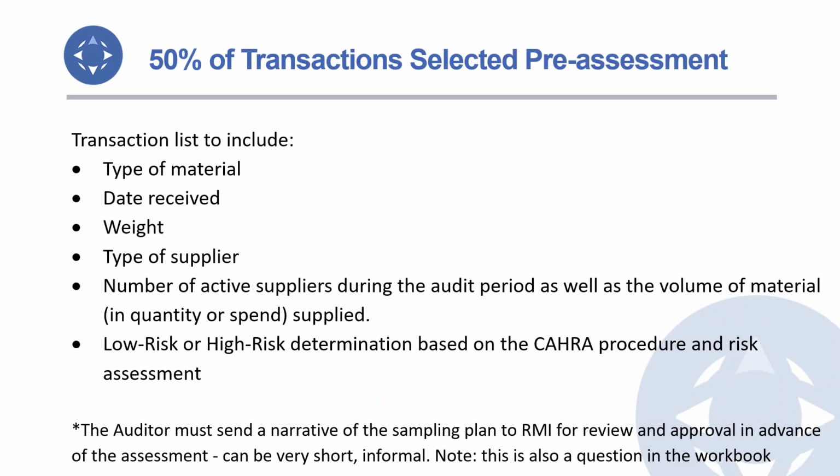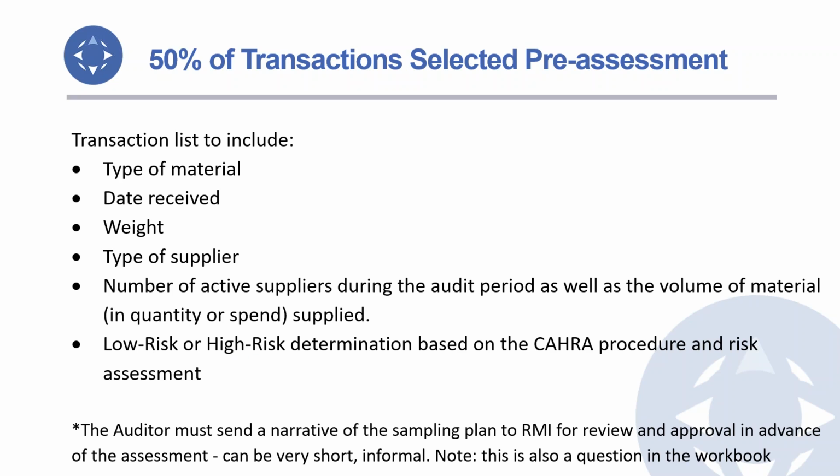So first and foremost, we wanted to dive a little bit deeper into the sampling and the transaction selections. So hopefully everybody is clear that auditors shall select 50% of the transactions that occurred within the audit period using the sampling guidance in the procedure, and to provide the list of selected transactions to the company at least 5 business days before the assessment.